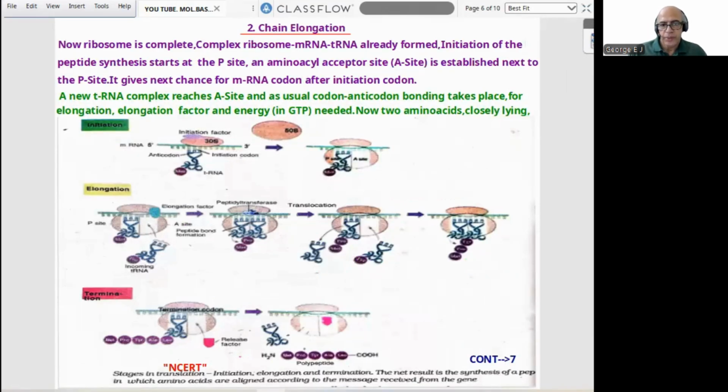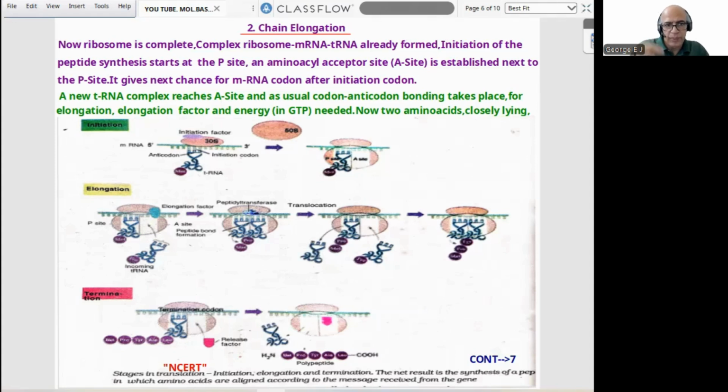This diagram is the previous NCERT diagram, but it is more clear. That is why I put everything labeled there itself, but I will explain it. So now the ribosome is complete. Initiation is over, and the mRNA-tRNA complex is already formed. Initiation of peptide synthesis starts at the P site. The ribosome originally has 3 sites, but we can start with the initial 2 sites: the P site, and the aminoacyl acceptor site, that is the A site. P site stands for polypeptide site, and A site expands to aminoacyl acceptor site.